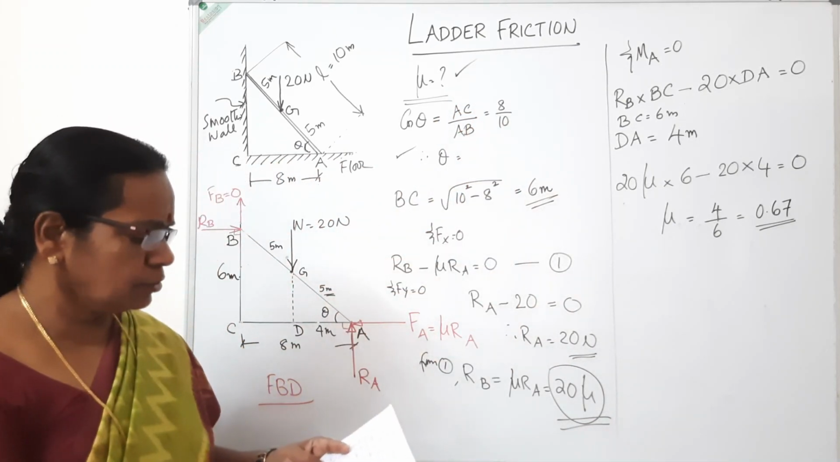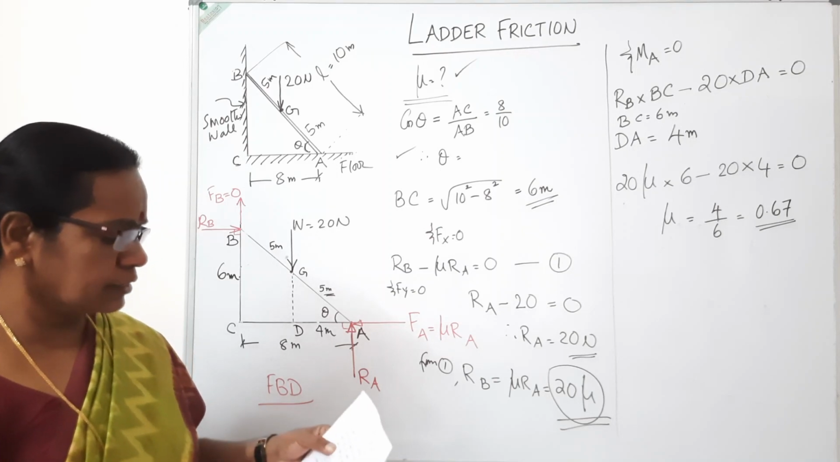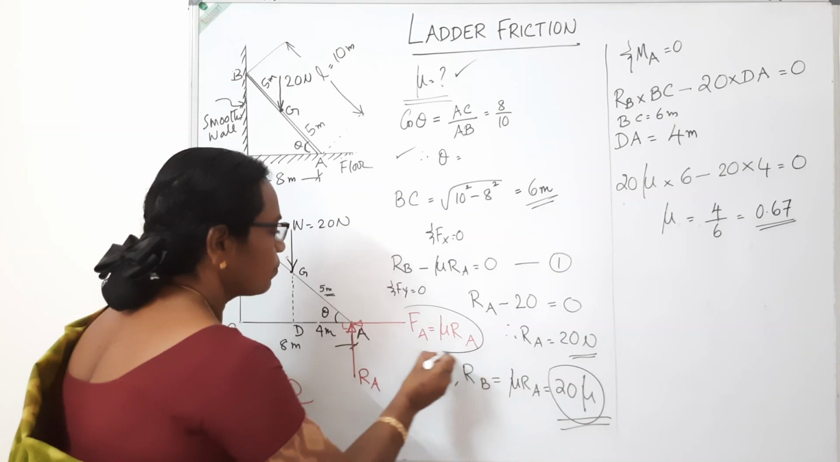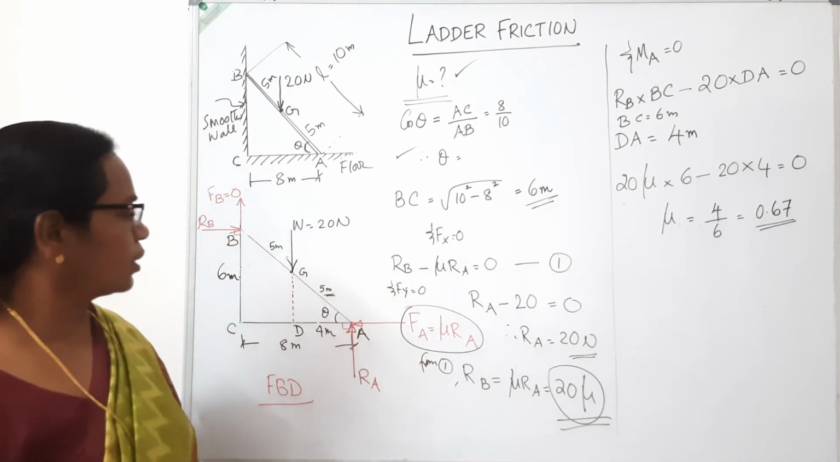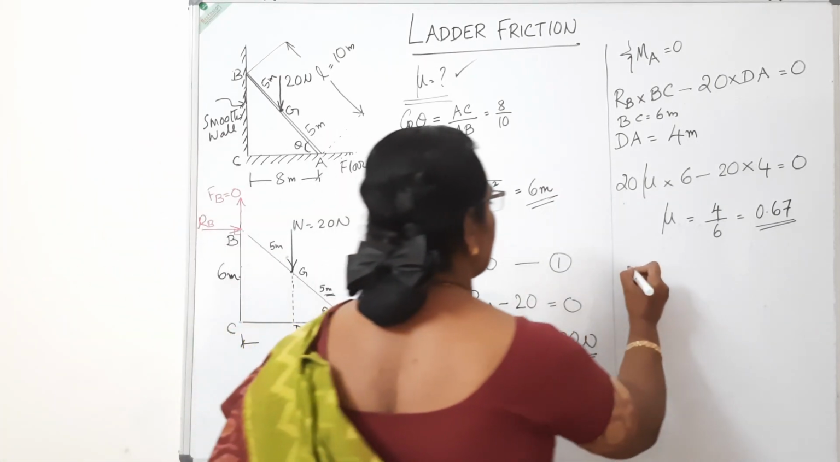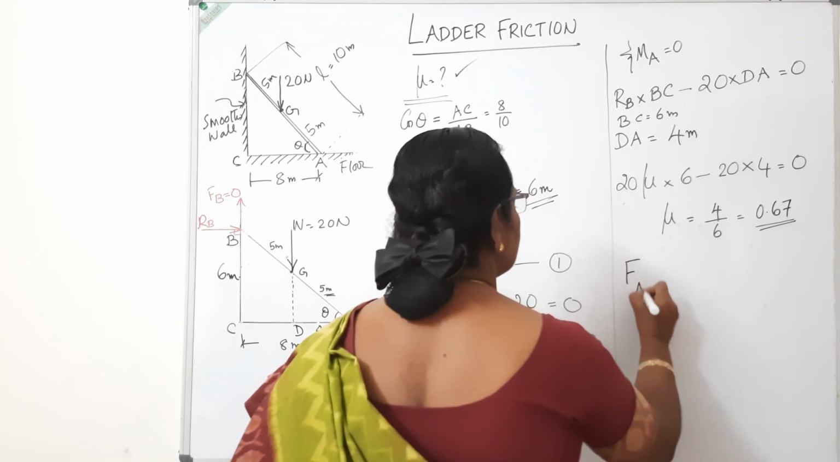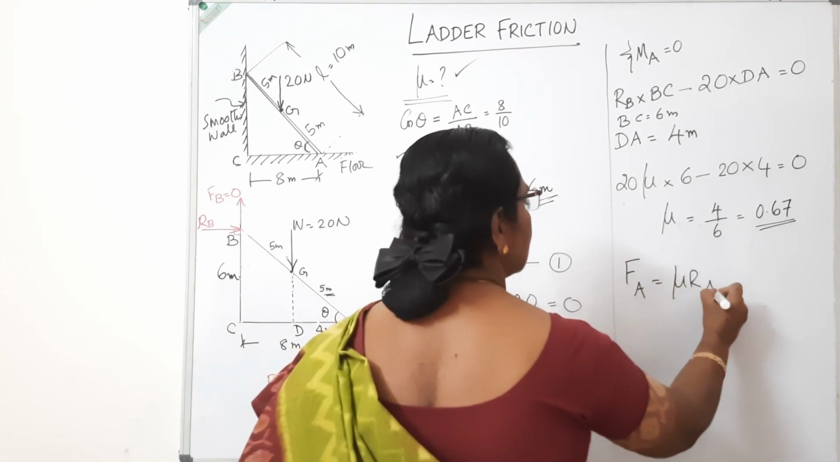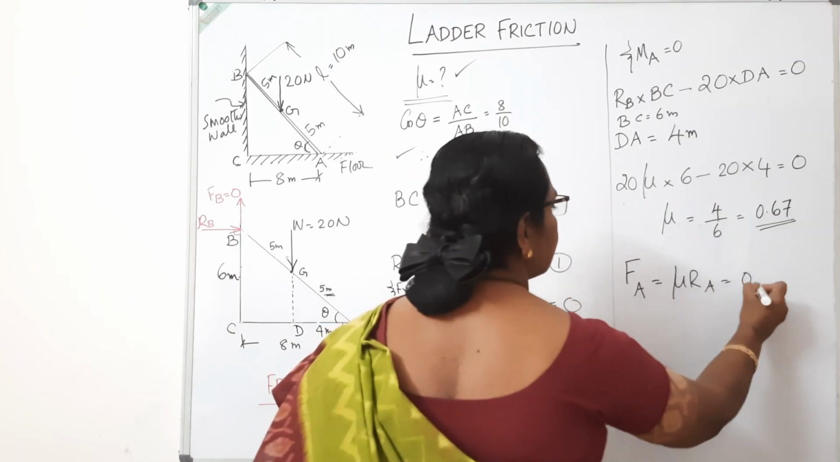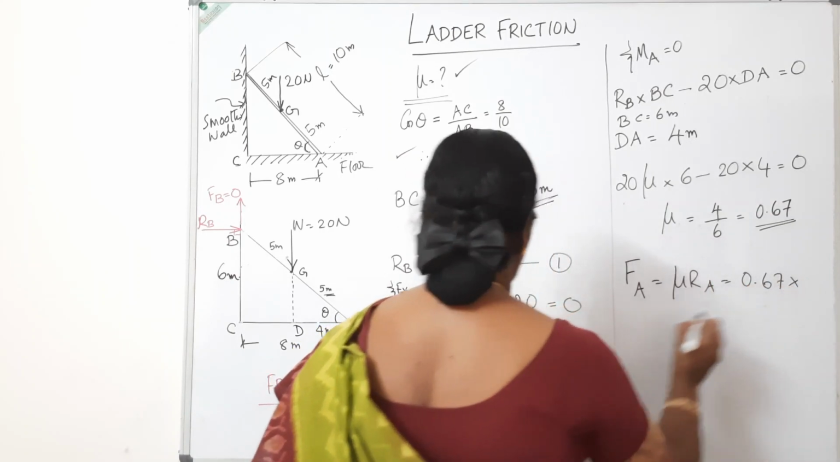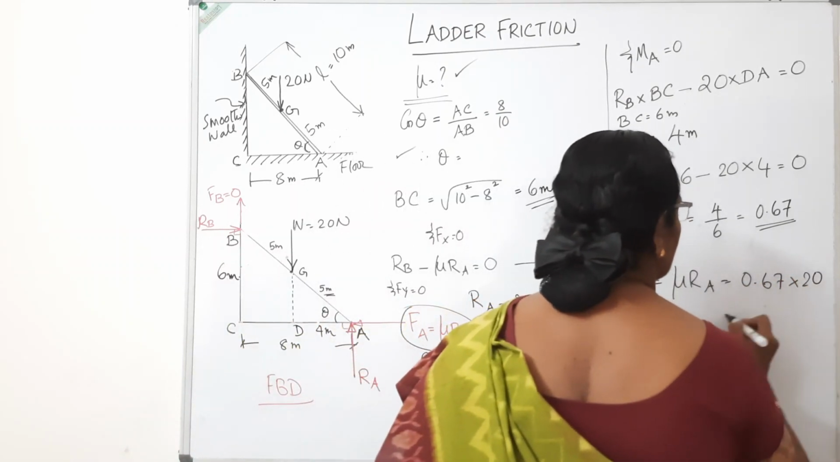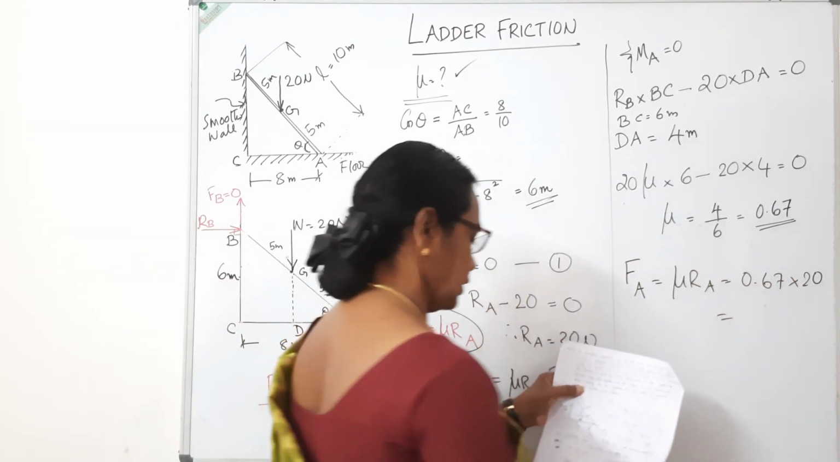Then we are asked to find out the frictional force acting on the ladder at the point of contact. The frictional force FA is equal to mu times RA. So that is equal to, what is mu? 0.67 into RA. RA is 20. That into 20. 0.67 into 20.